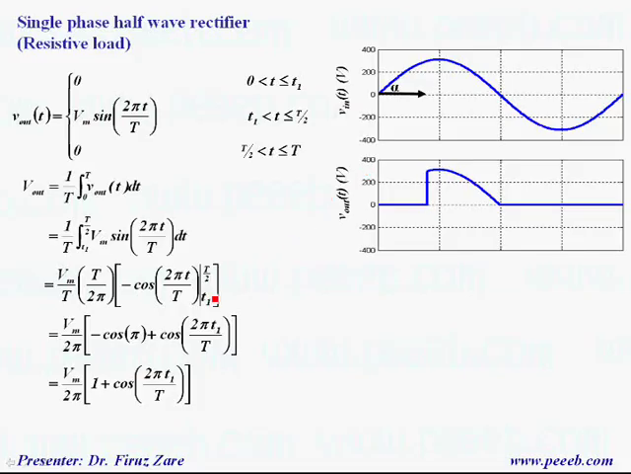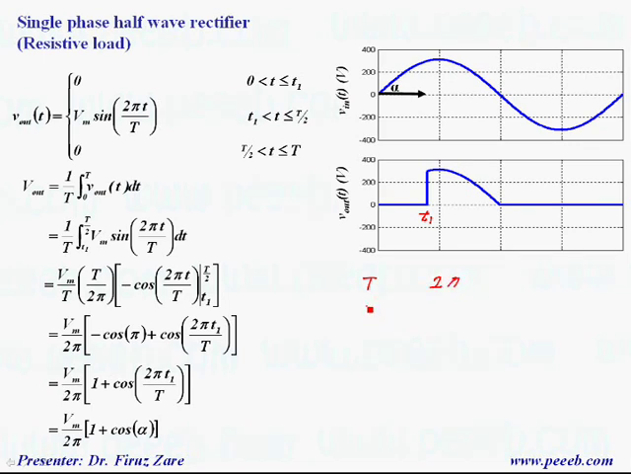Finally we can simplify this equation, because cosine pi is minus 1, minus times minus is plus, and the second term is cosine 2 pi t1 over T. Then we can define this in terms of alpha, because if this is t1, we can define t1 in terms of alpha, because one cycle is T, which in radian is 2 pi.